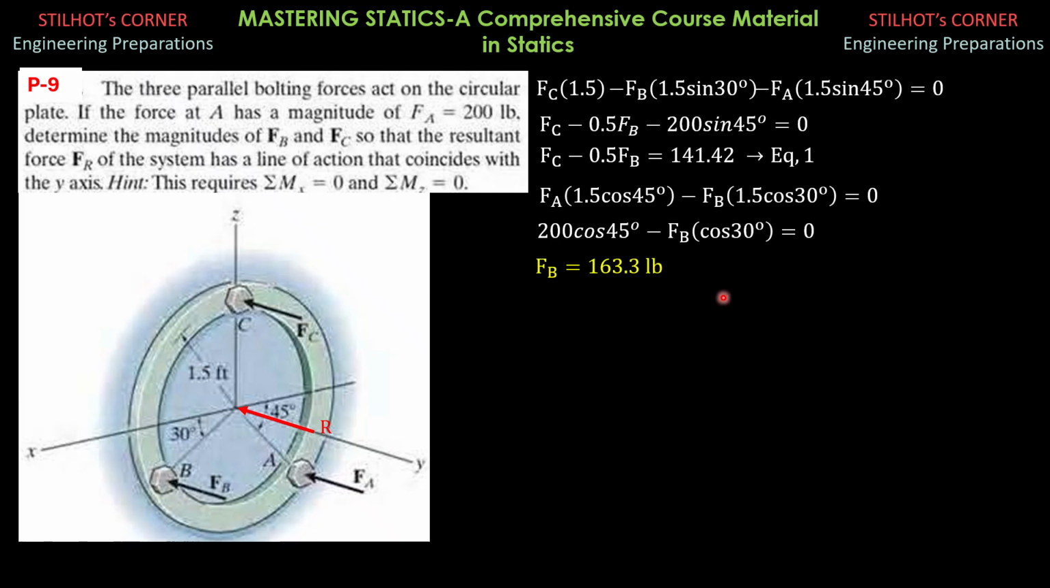So we can now solve for FB. FB is equal to 163.3 pounds. We substitute it into equation 1: FC minus 0.5 of FB, which is 163.3, equals 141.42. Solving for FC, rather, is 223.1 pounds. So that's it for this video.